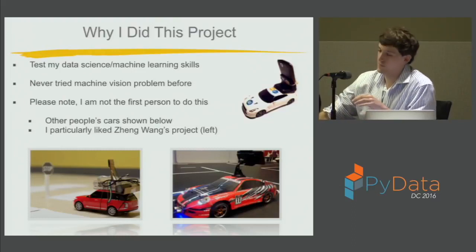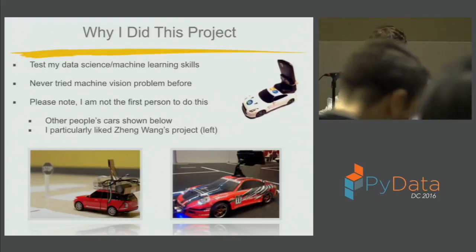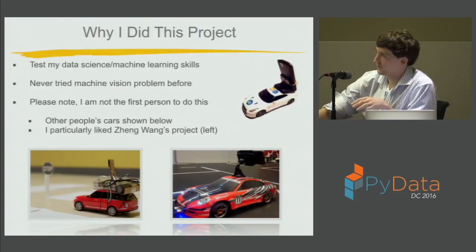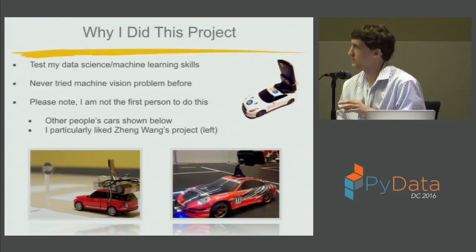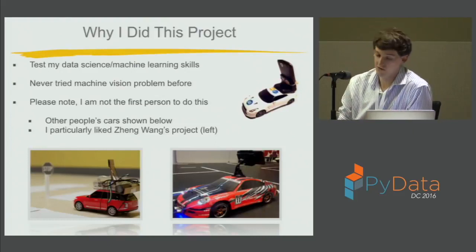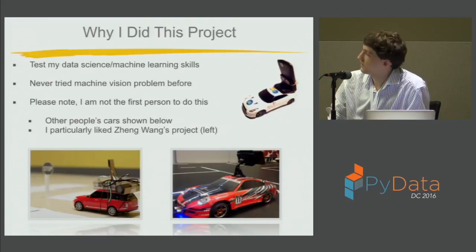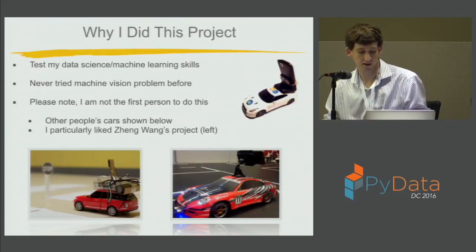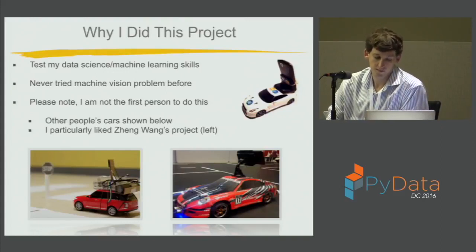Another thing I want to note is I'm not actually the first person to build their own self-driving car, or their own self-driving remote control car. There are plenty of other examples of people doing this if you just do a quick Google search. In particular, the examples that I really liked are this one to the left, by Zhang Wang, this red SUV kind of thing here. He has some really good work.